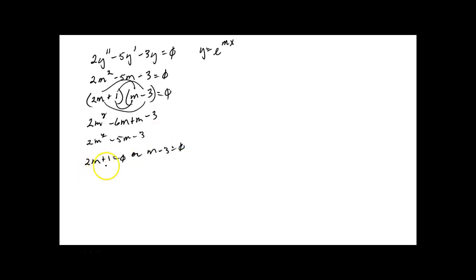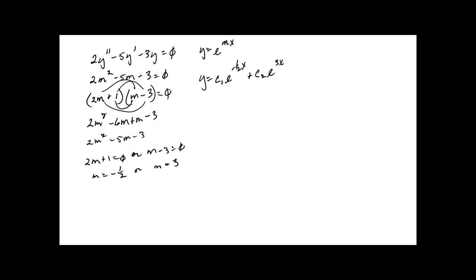What does this tell you about m? m equals negative 1/2, or m equals 3. One or the other. So here's what your solution is. y is equal to C1 e to the minus 1/2 x plus C2 e to the 3x. There's your answer right there.